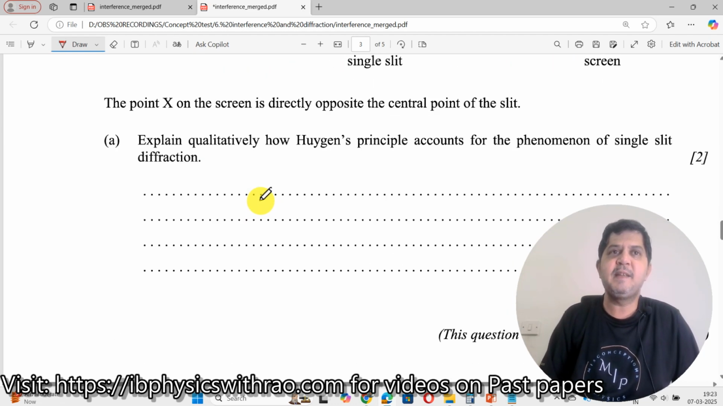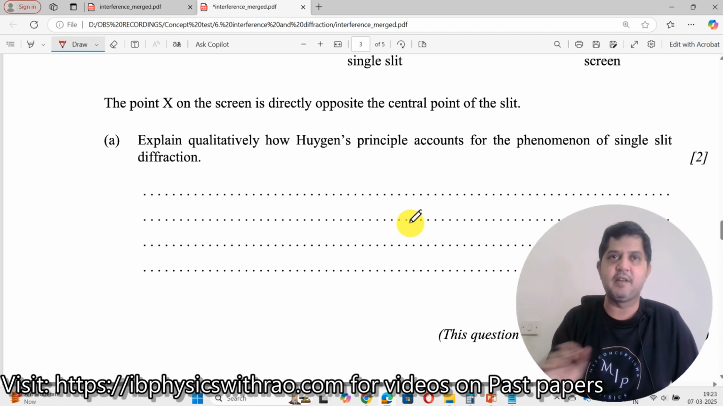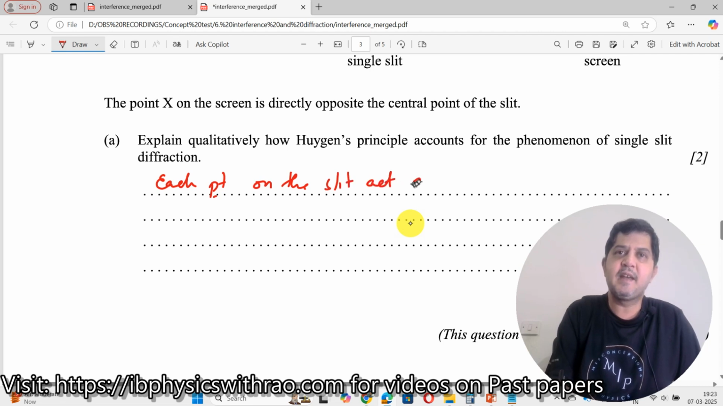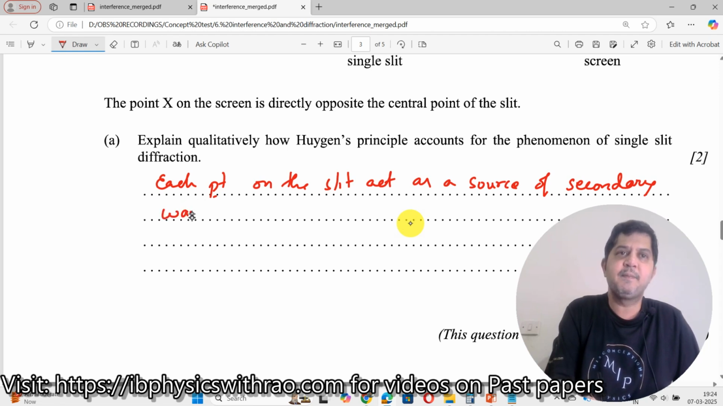Then explain qualitatively how Huygens principle accounts for the phenomenon of single slit diffraction. So how do you get a single slit diffraction? What do you write here? You should write that each point on the slit acts as a source of secondary wavefronts. Secondary wavefronts is the first point. There are 2 marks over here. This is the first point.